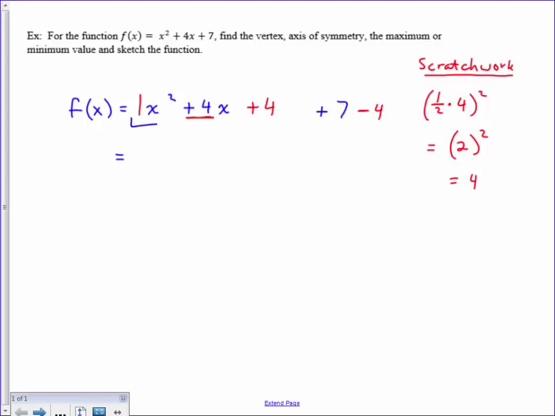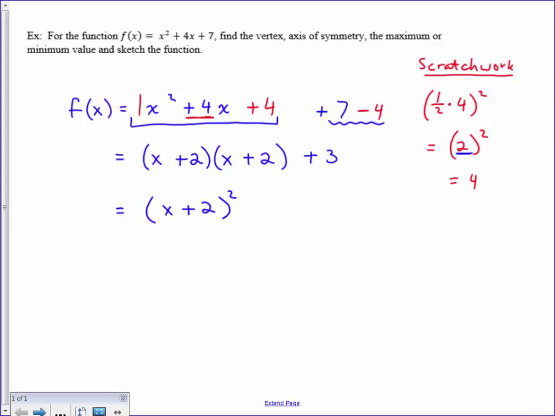Now I need to factor these three terms. So they will factor as two binomials, an x and an x. And then I know this value goes in my factorization, so a 2 and a 2. And then I want to combine these two terms. So 7 minus 4 would be positive 3. Just rewrite. I have x plus 2 squared plus 3. And then I can bring down my f of x notation.